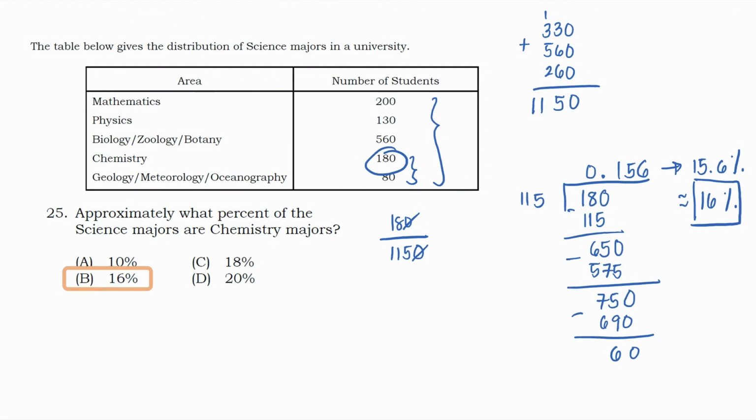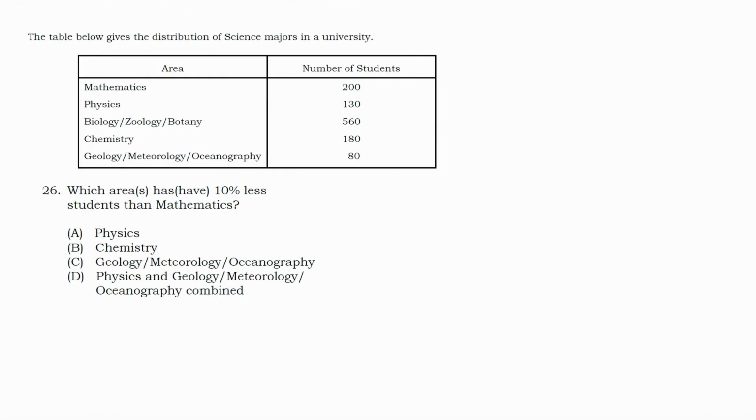Letter B. Number 26, which area or areas has or have 10% less students than mathematics? So, yung reference point natin is ito, yung number of students sa mathematics. So, kukunin natin yung 10% niyan. So, 200 times the 10% or 0.10. Since may isang 0 yung 10%, so move ka ng isang 0 to the left. So, you know na yung 200 times 0.10 is equal to 20. So, yun yung shortcut. So, alam na natin yung 10% ng number of students sa mathematics.